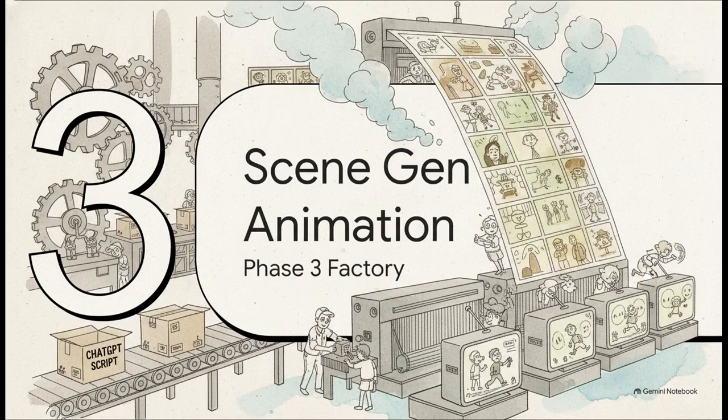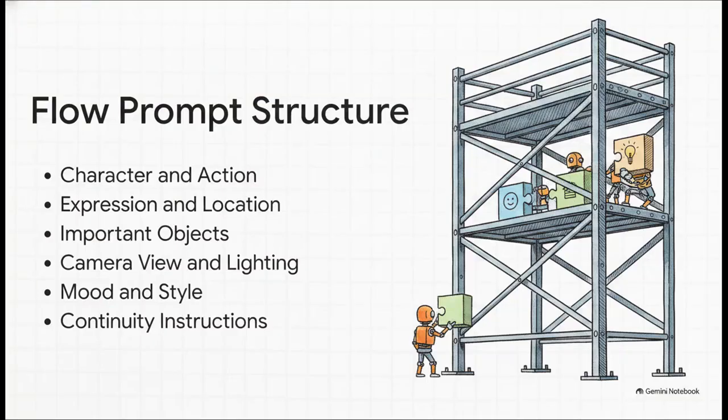Okay, so he passed the tests. Now we confidently march into Phase 3, Scene Generation and Animation. This is essentially the factory phase, where we finally translate that script into real, visually consistent scenes. To pull this off, we need a flawless formula. And the Google Flow prompt structure gives us this beautifully logical breakdown for every single scene.